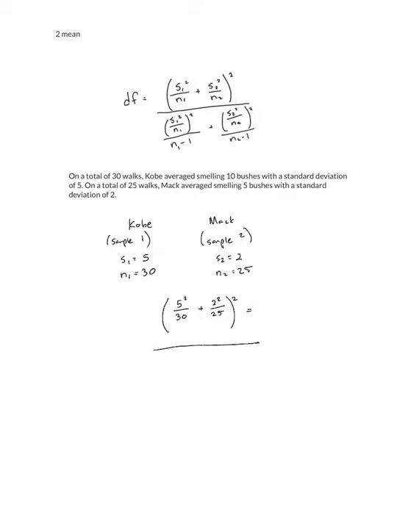Next I'm going to find the bottom values. That is, I take s1, so that's 5 squared over 30, and I'd square that and divide it by n1 minus 1, which is 30 minus 1. I'm going to add that to s2 squared, which is 2 squared over 25, square that, and divide it by n2 minus 1, which will be 25 minus 1. And I would find that value. Now, once again, I'm not dividing it yet. I'd find this top value here, and then this bottom value here, and after I find those, I will divide them.